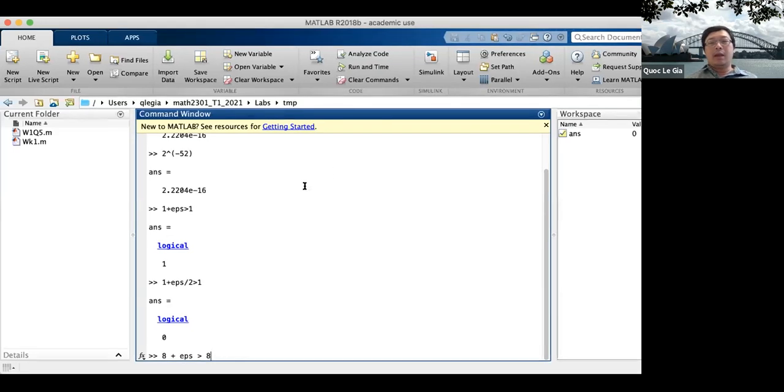Now I'm doing exactly the same thing, but I replace 1 by 8. So 8 plus epsilon, is it bigger than 8? Can you type it in and see what the answer is? Remember, 1 plus epsilon is bigger than 1, right? But now what is it? Yes, 0. Why is it equal to 0? 1 plus epsilon is bigger than 1, so it's true. But 8 plus epsilon bigger than 8 is not true. So why is that? Any guess?